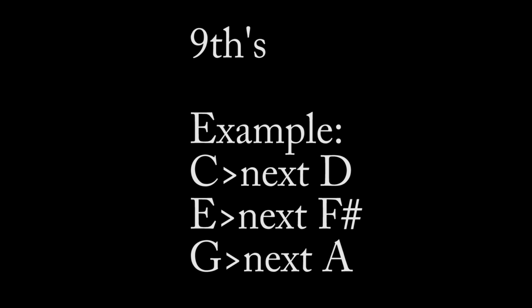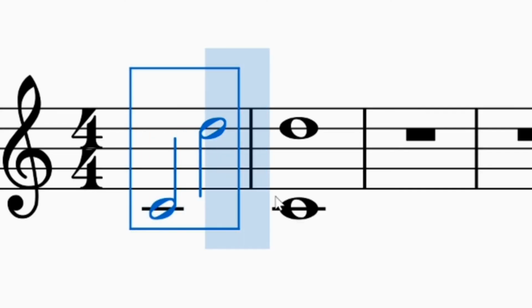Does it stop there? No. We have ninth intervals, for example C to the next D an octave up. We have 11th intervals and 13th intervals and variations on those as well. But I just want to help you understand the concept of these first before getting into more extensions.